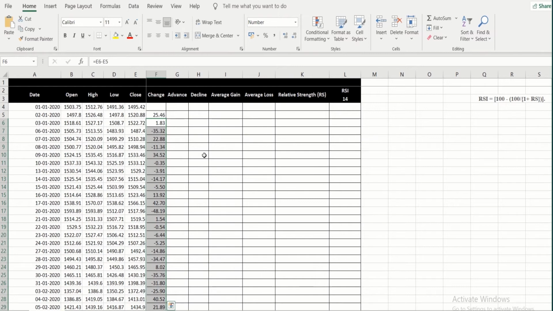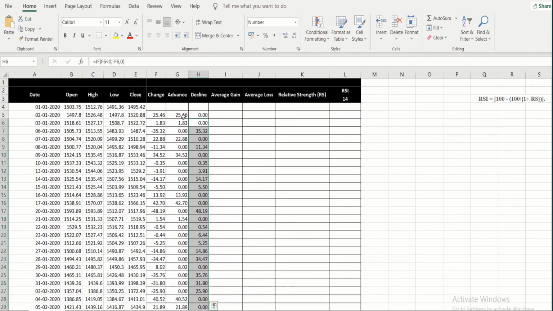Next, we need to compute the advance and decline columns, which mean the gain or loss columns respectively. We will create two sections depending on whether the price has increased with respect to the previous day's closing price. If the price has increased, we note down the difference in the advance column. For example, on 2nd Jan the price has increased, we get 25.46. Thus, the value would be noted in the advance column only. The next section depends on whether the price has decreased with respect to the previous day's closing price. As it's a loss, we note it down in the decline column.